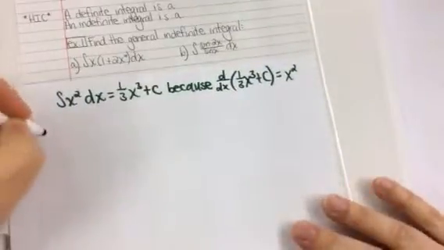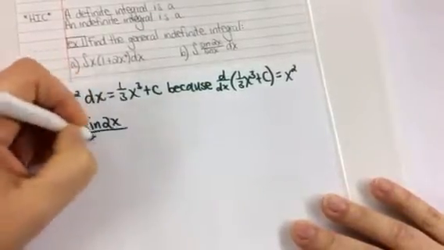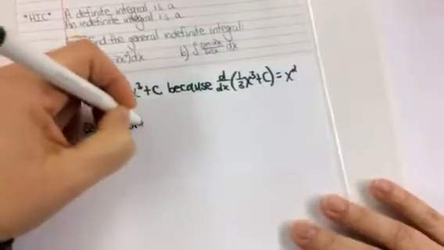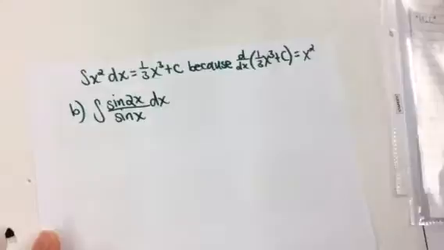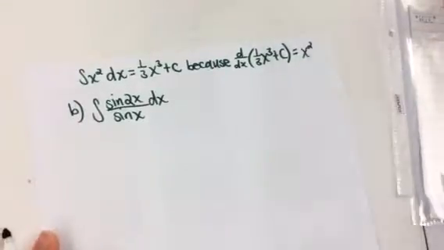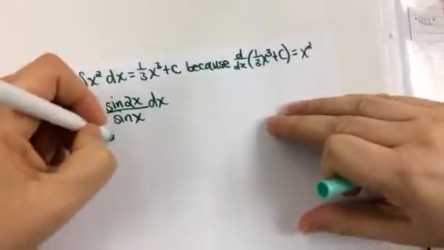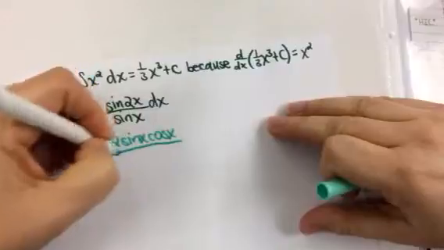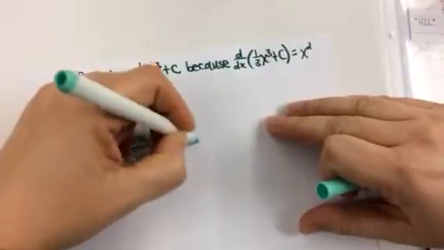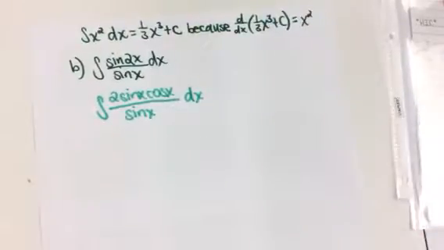Let's do one with trig. Make it a little more interesting. So let's do b. So take a second and see if you can figure out what needs to happen on b. Hopefully you notice that the numerator is a double angle formula. So I can change it using that formula. If you don't know that formula, I don't know what to say. You need to learn it.